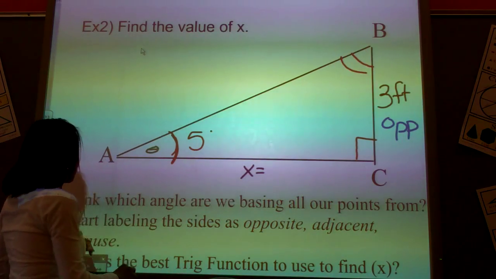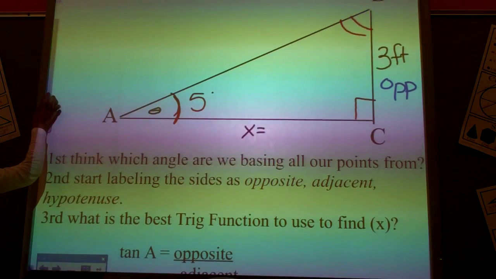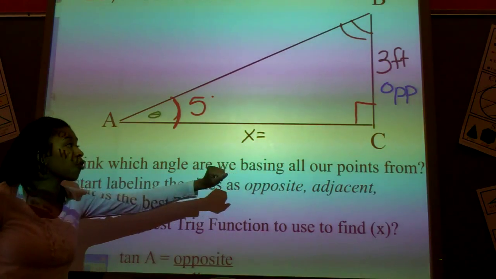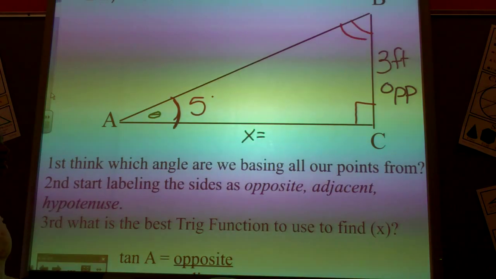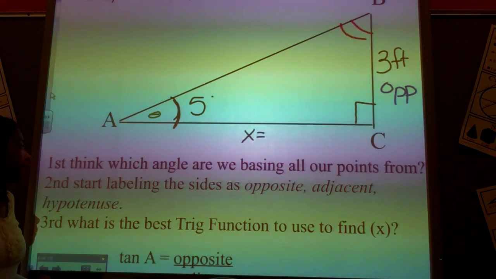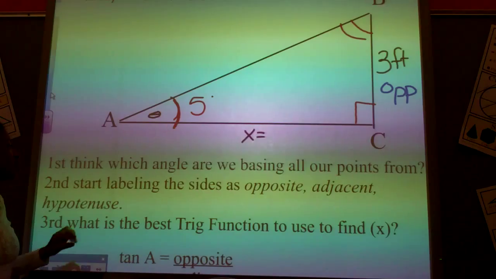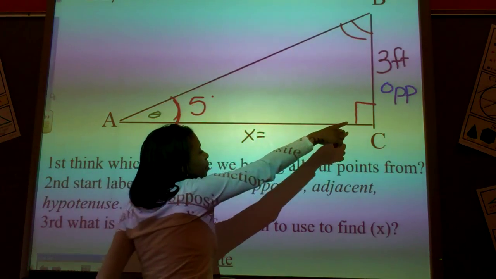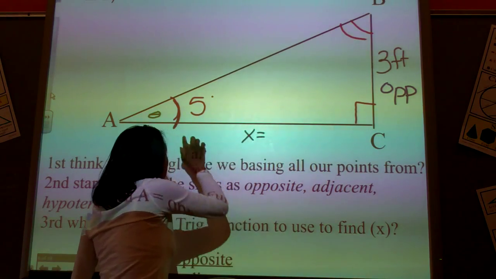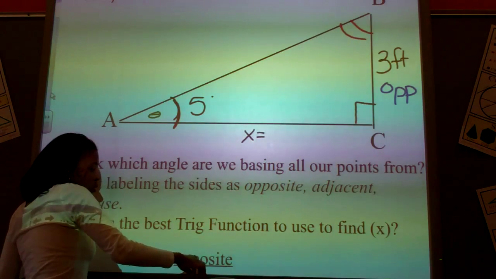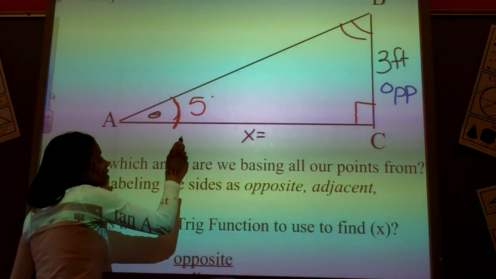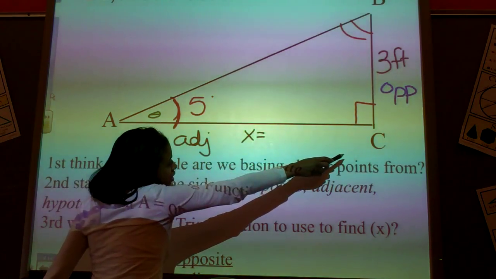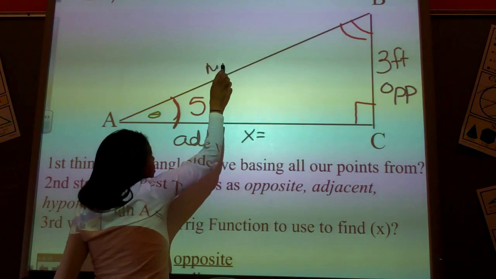To do that, the first thing we want to do is think about which angle we're basing all of our points from, and the angle we're referencing is angle A. The second thing is labeling all the sides as opposite, adjacent, and hypotenuse. We've already labeled the opposite because we recognized it. This leg AC, where we're trying to find x, is the adjacent leg. It's next to angle A, and of course, opposite to angle C is the hypotenuse.